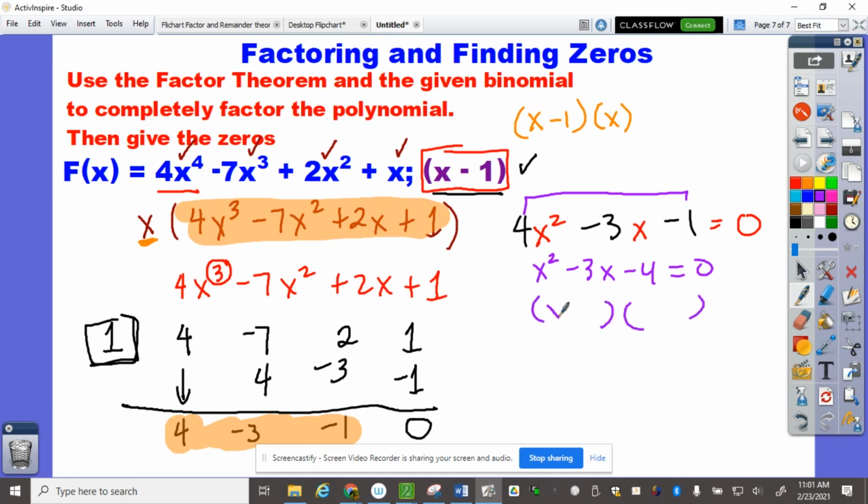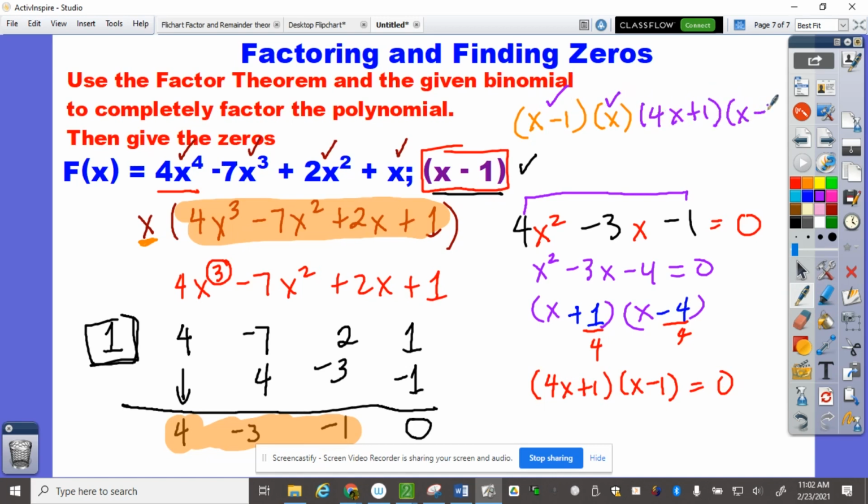Factor that one the regular way. We know what two numbers, when you multiply them, will give you a negative 4, and when you add them, will give you a negative 3. So that is going to be positive 1 and negative 4. And then don't forget to divide it by 4 because you multiplied by 4 in the beginning. And we cannot reduce the 1/4 anymore. That's the lowest term we could have. So I'm going to bring it up, 4x plus 1. And 4 divided by 4 is x minus 1. So therefore, guys, my complete factors are x minus 1, x, 4x plus 1, and x minus 1.